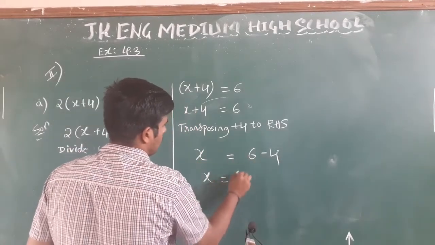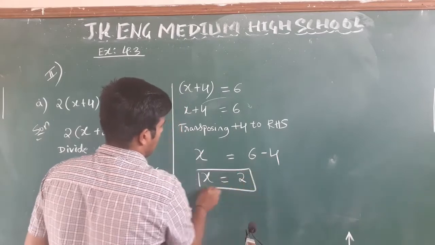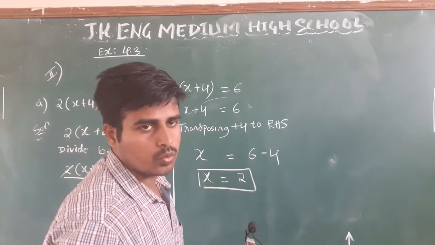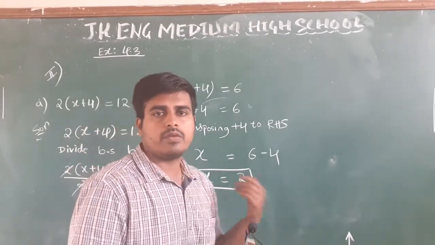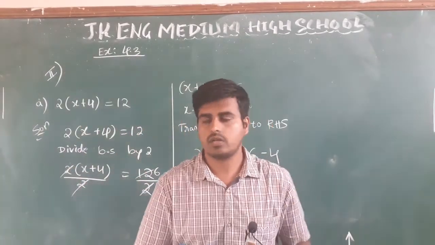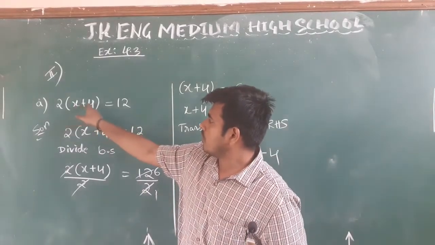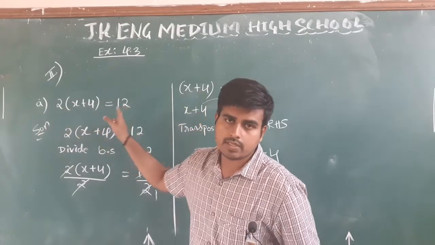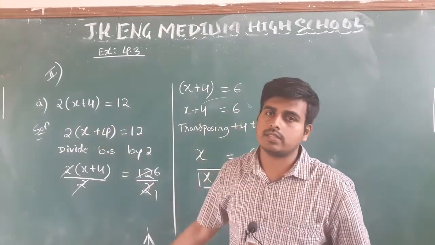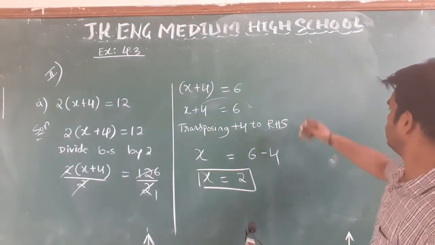Therefore x is equal to 6 minus 4, which is 2. So our solution is x equal to 2. You can verify whether your answer is right or wrong. Put x equal to 2 here: 2 plus 4 is 6, 6 into 2 is 12. 12 equals 12, LHS equals RHS. So your answer is correct. You can take this screenshot.